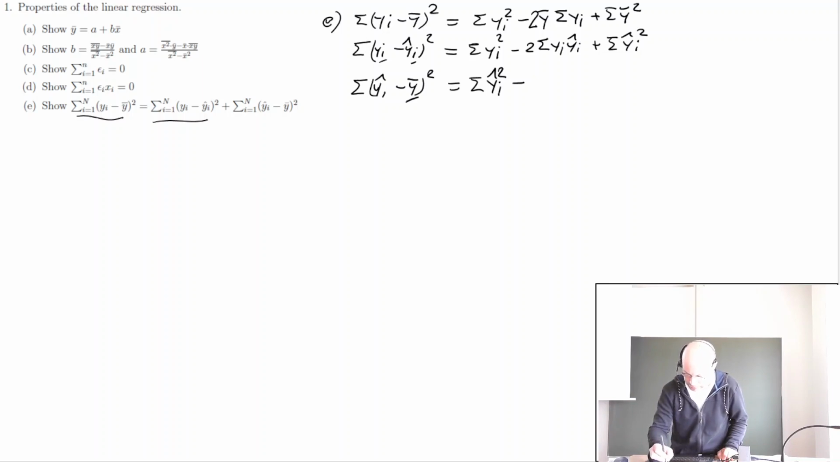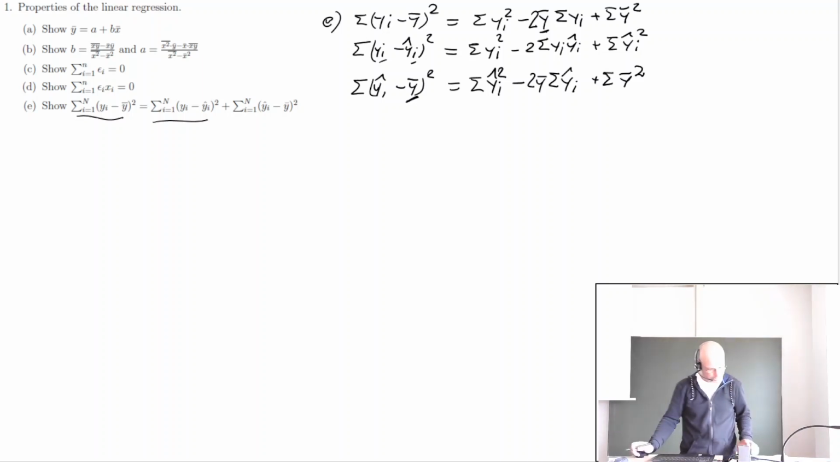So now here we have no index at the y bar, so we can also move this outside. This is a summation, so 2 y bar sum over y hat i plus the sum over y bar squared.